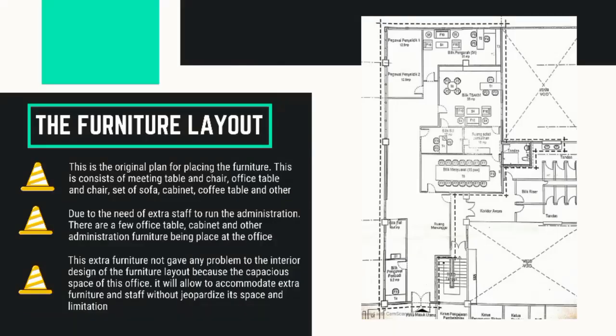The furniture layout. This is the original plan for placing the furniture. It consists of meeting table and chair, office table and chair, set of sofa, cabinet, coffee table and others. Due to the need for extra staff to run the administration, a few office tables, cabinets and other administration furniture were placed at the office. This extra furniture does not give any problem to the interior design of the furniture layout because of the capacious space of this building, which allows it to accommodate extra furniture and staff without jeopardizing space and limitation.